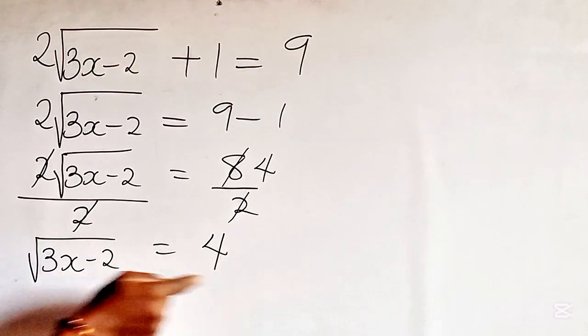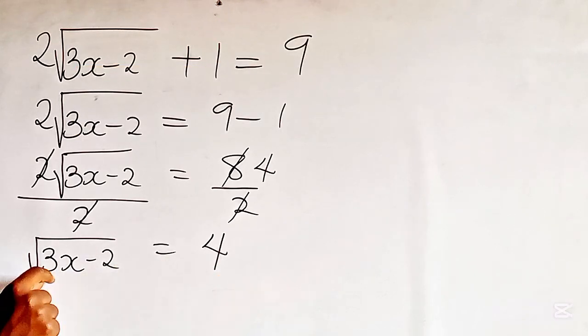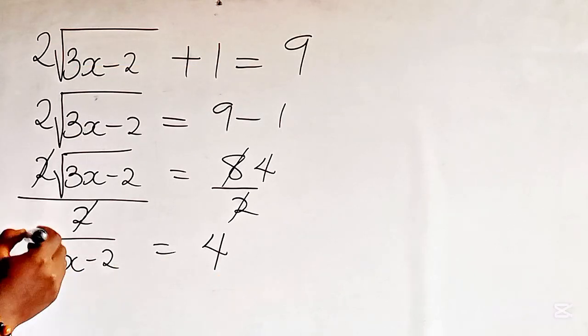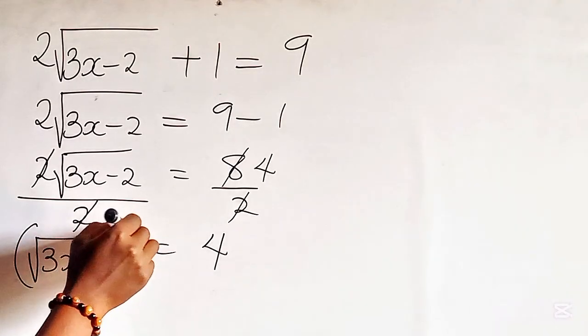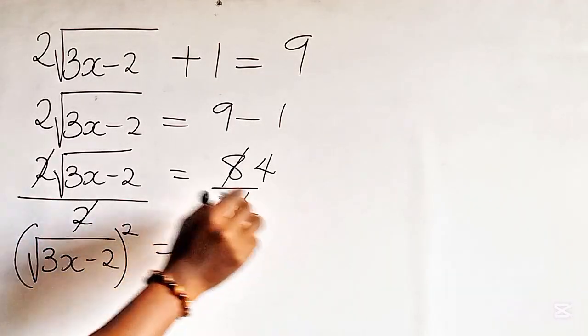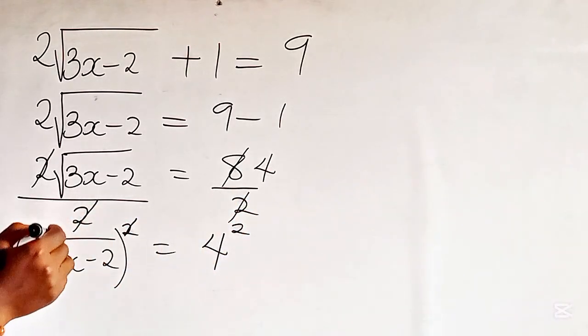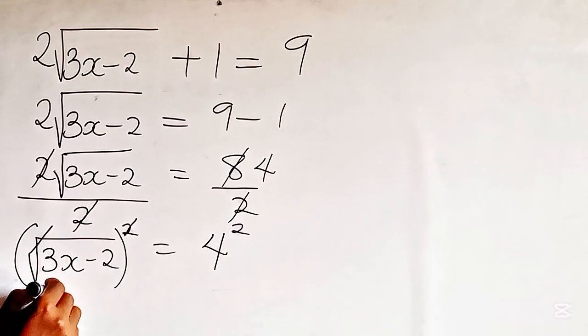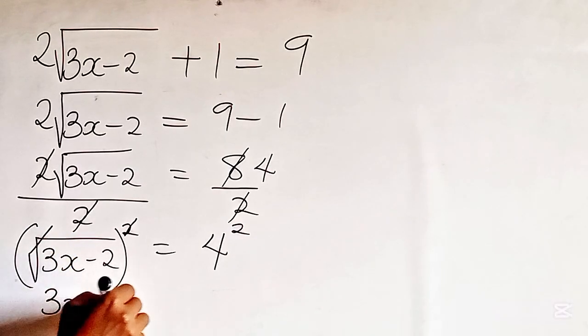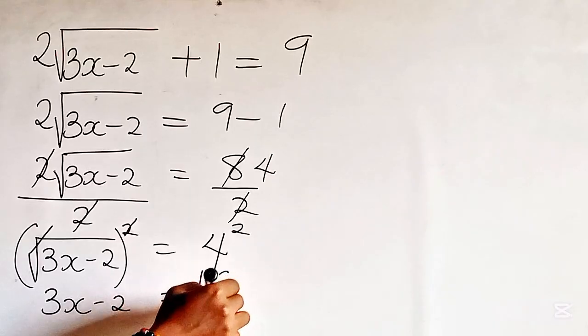The next step is to eliminate this radicand, and to do that you simply find the square of both sides, because this is the square root of 3x minus 2. So we find the square of root 3x minus 2, and we find the square of 4. The square cancels out the square root. We have 3x minus 2 is equal to 16.